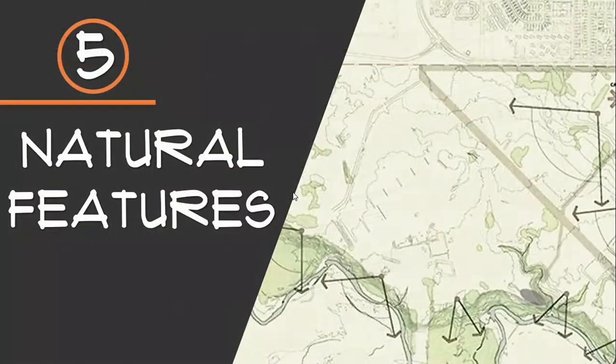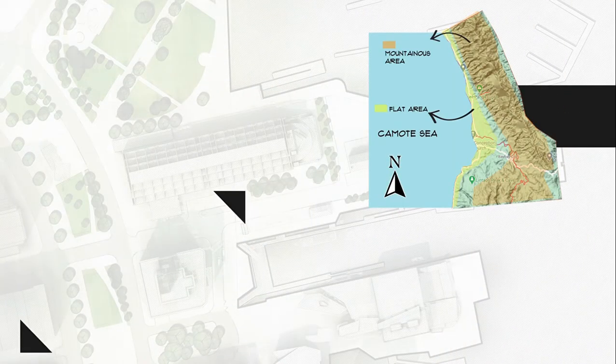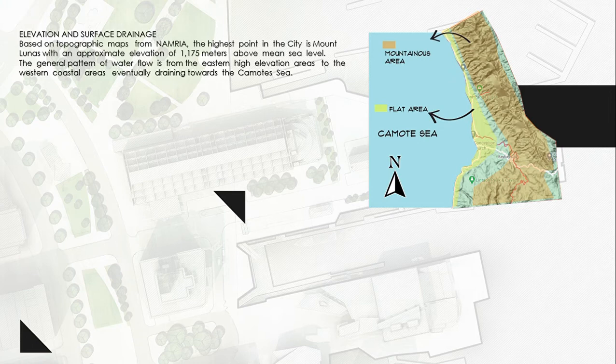Fifth is the natural features. Based on topographic maps from NAMRIA, the highest point in the city is Mount Lunas with an approximate elevation of 1,175 meters above mean sea level. High elevation zones are mostly located along the Leyte Cordillera. Other high elevation areas can also be found in the eastern and southern half of the locality.